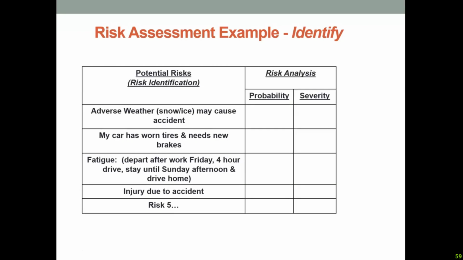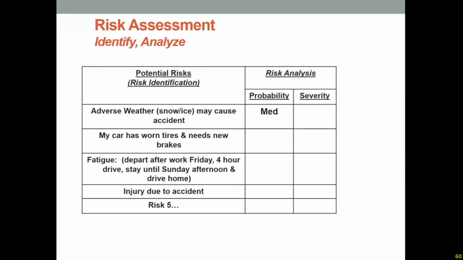Our next step then is to look at our risk analysis. What is the probability of each of these happening? And if they were to happen, what would the severity be? Well, the probability of adverse weather is medium. And if it was to happen and there was snow and ice in Connemara on those open roads, the severity might be very high.